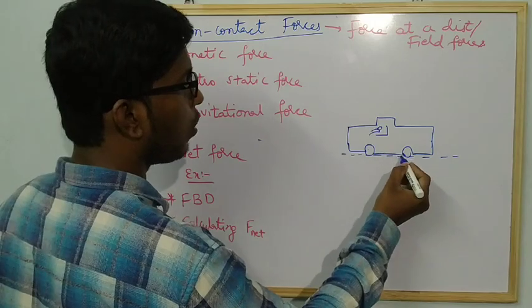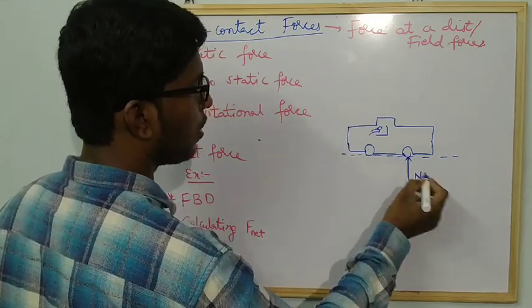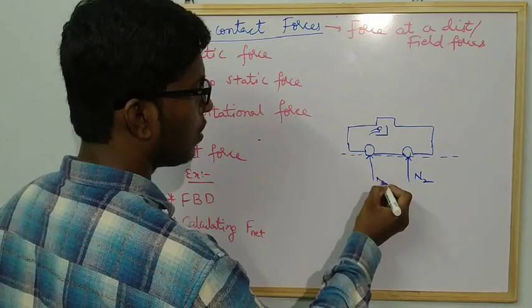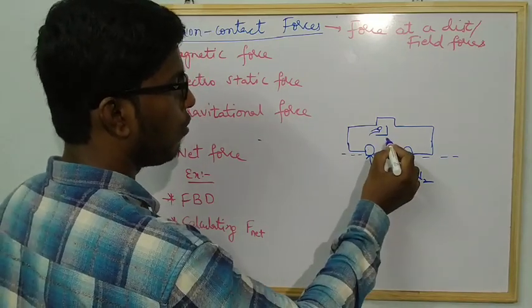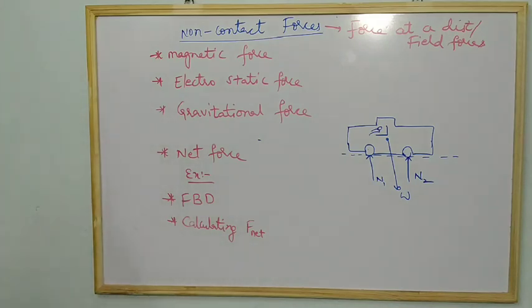We know that the normal force will act in the upward direction. Assume that these are the normal forces. We know that weight always acts in the downward direction. Yes or no? So weight always acts downward, and the normal forces act upward on the car.